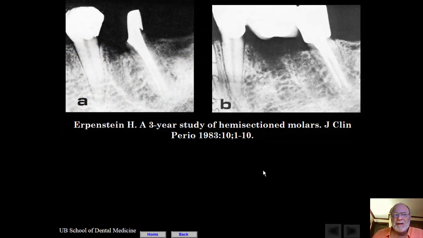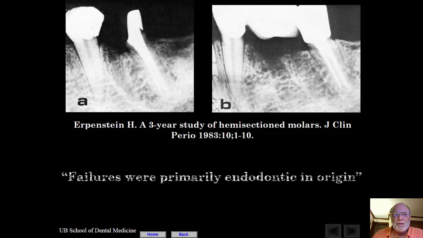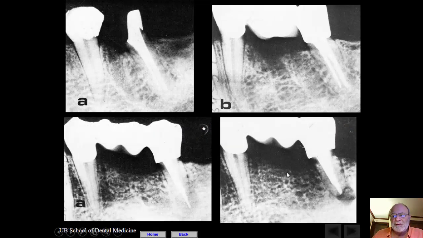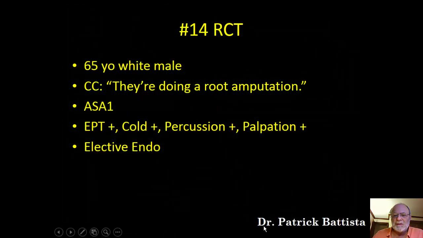In a study that was published in 1983, they were looking at hemisected molars. Failures were primarily endodontic in origin was their conclusion. I'm going to disagree and say that the failures were primarily restorative. I don't know if this is the best indication for this type of procedure. Again, in 1983, implants weren't as predictable as they are today, and this is something that would normally be attempted on a frequent basis. However, I just don't feel that the restorative follow-up on this is appropriate.